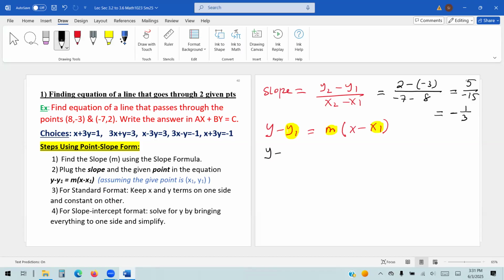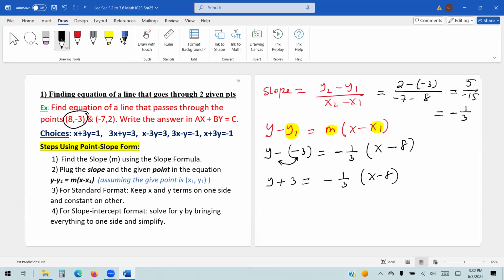So which pair would you like to use, the first one or the second one? It really doesn't matter. Y minus what? 8. Okay, so we are using this pair. Y minus y1, -3. Our slope is 1 over -3. And then our x1 will be 8. So we have double negative here. So we get y plus 3, and then -3, x minus 8.